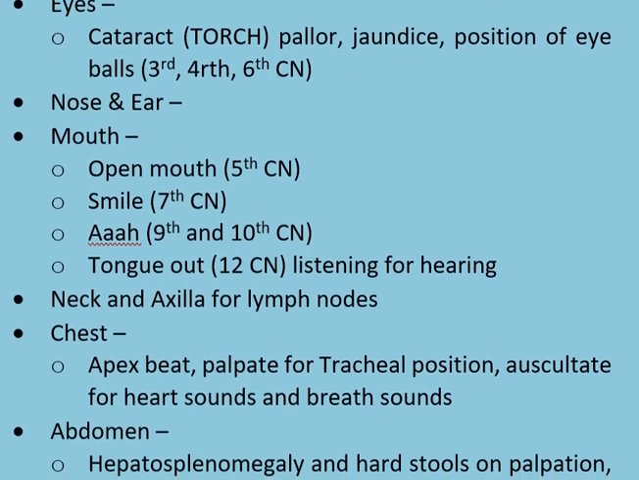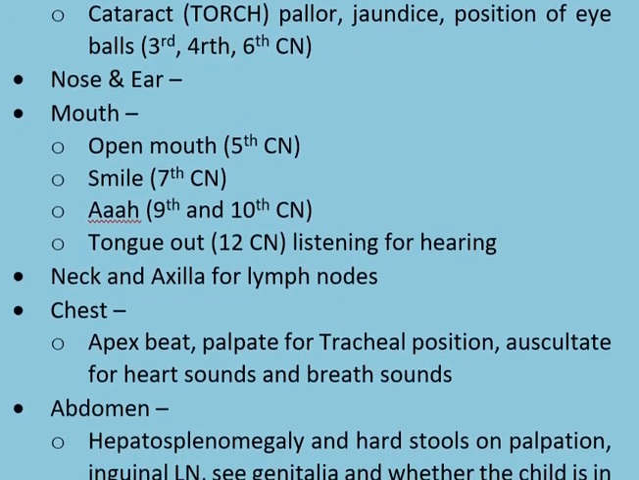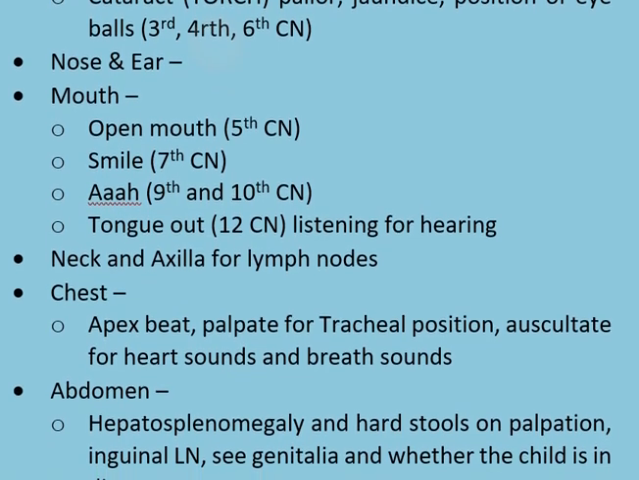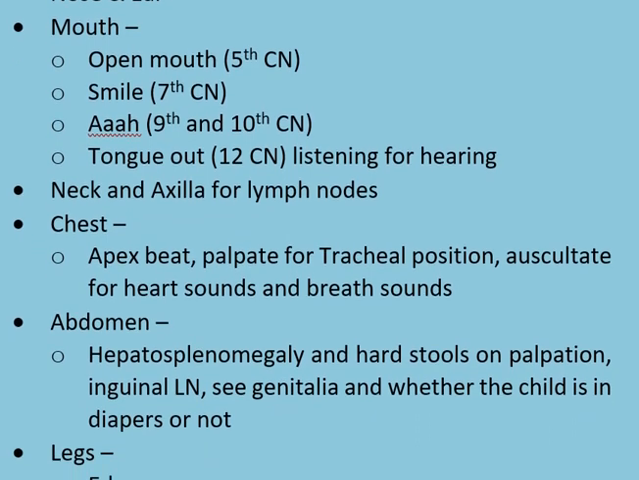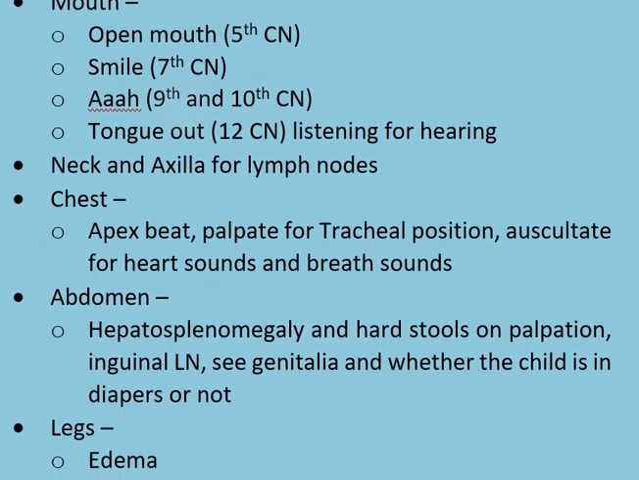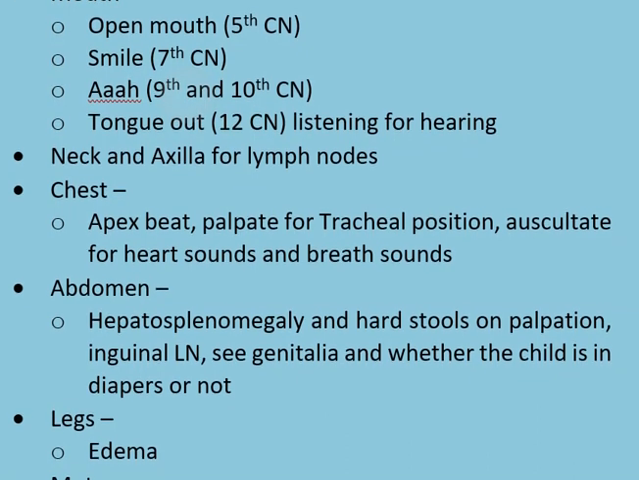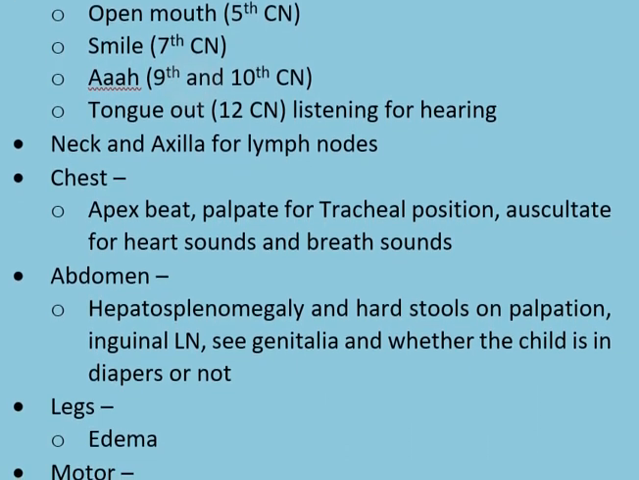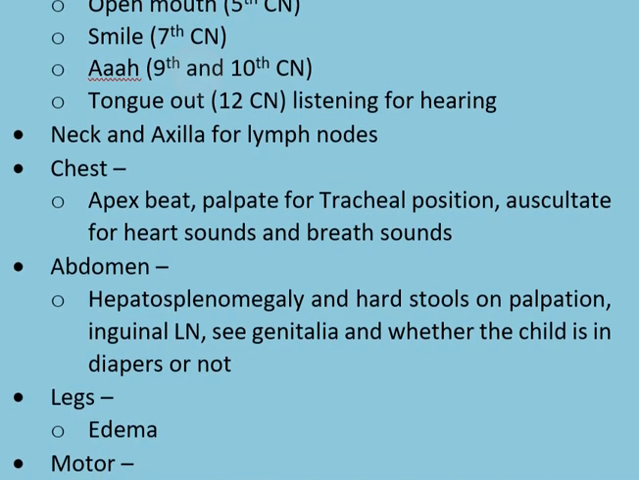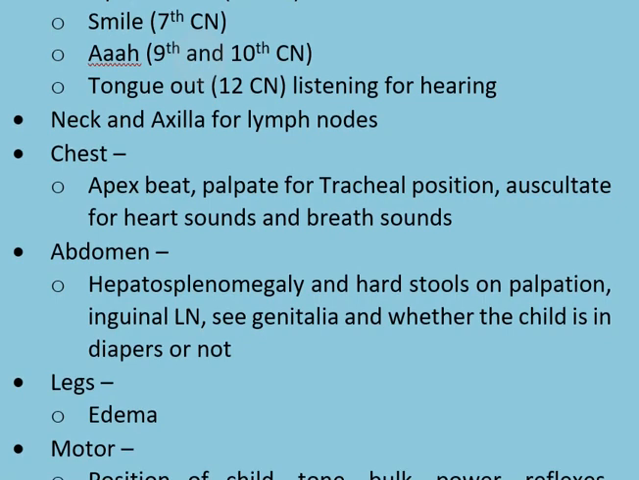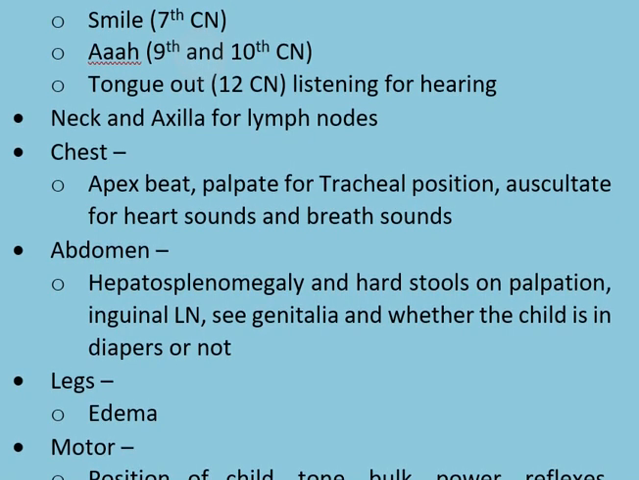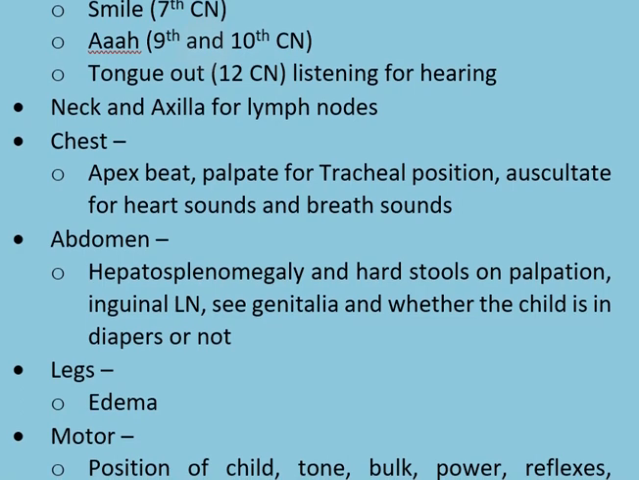Then you see the chest for apex beat, palpate for tracheal position, auscultate for heart sounds and breath sounds. There can be aspiration pneumonia, and there can be associated congenital heart diseases. Then you check the abdomen for hepatosplenomegaly and fecal impaction, because they frequently suffer from constipation. Then see the genitalia, and whether the child is in diapers or not, because they may not have achieved control of urine and stool. Then check the legs for edema.